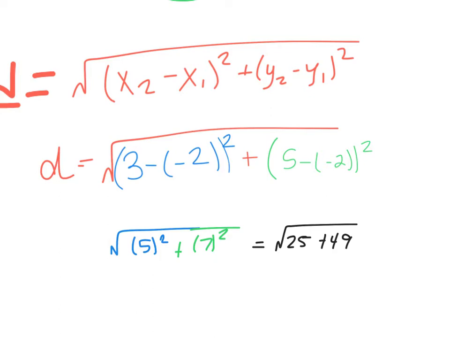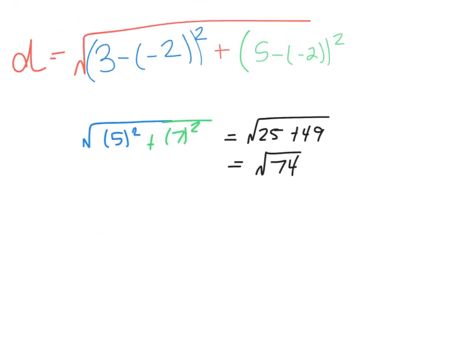Don't forget to take the square root. 25 plus 49 is, one second, 74. So I get radical 74. And I try to rationalize, because we like to put our things in simplest radical form. So I have 2 and 37. Nothing makes 2, nothing makes 37, so this is just radical 74 as your final answer.